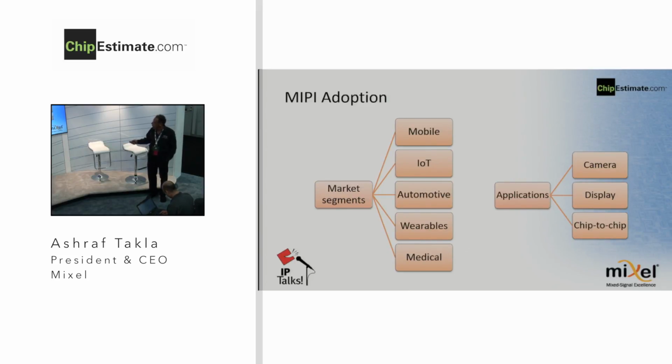Certainly the first one is mobile. A lot of use now in IoT and automotive, quite a bit in wearable. Maybe the next thing coming up might be medical. In terms of applications, the majority of the applications today are camera. So there is a camera serial interface, which is CSI. There is a display interface, DSI. Those probably are the largest two applications. And then there are quite a few chip-to-chip communications as well.